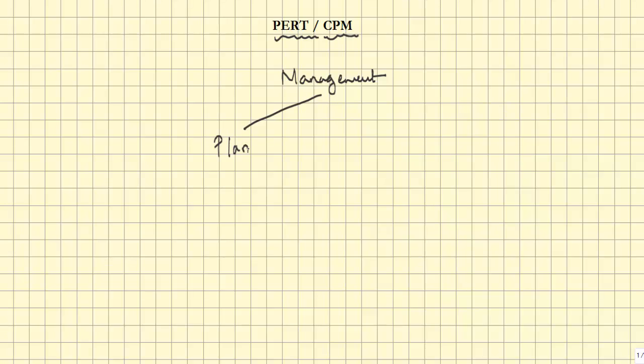as planning, then the scheduling, and controlling. So the planning, scheduling, and controlling are the three important functions of management.